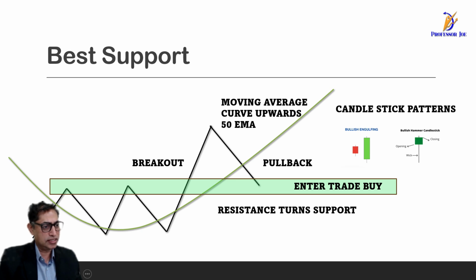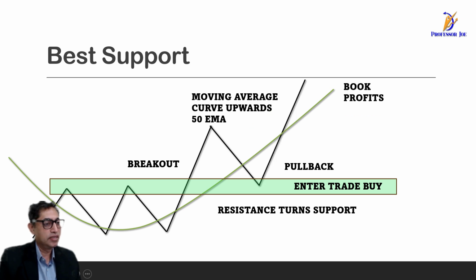It is not necessary that you look for a candlestick pattern, but if you do, you will get a better chance of winning. And you can see as the price goes up, you can book your profits at a good ratio of 1 is to 3, 1 is to 4, 1 is to 5. We will also see the same pattern on a chart. But before we go into the charts, let us look at a perfect resistance also.